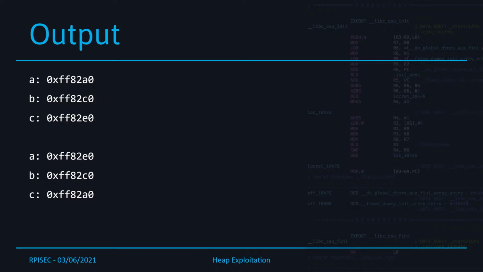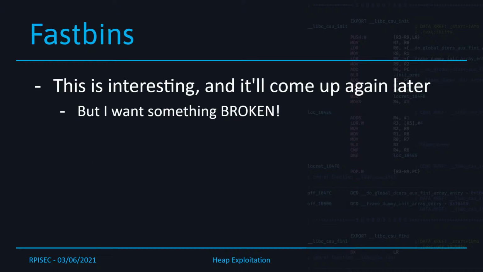It's not like it's going to randomly decide, oh, today I'm not going to do that, I'm going to go serve the end of the list. It's always going to pick the very first thing it finds that looks right. It just gives it to you. So this is interesting, and this behavior is going to come up again later, but I want something really broken.